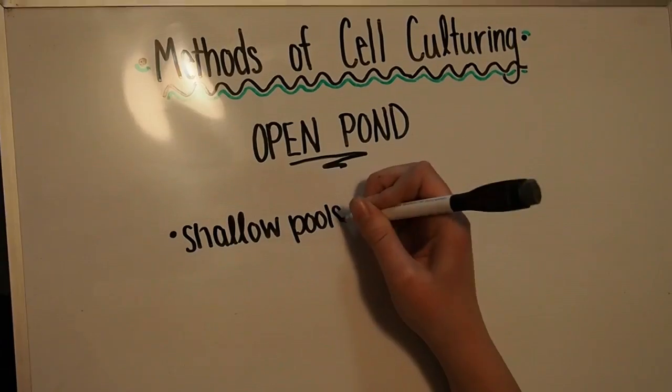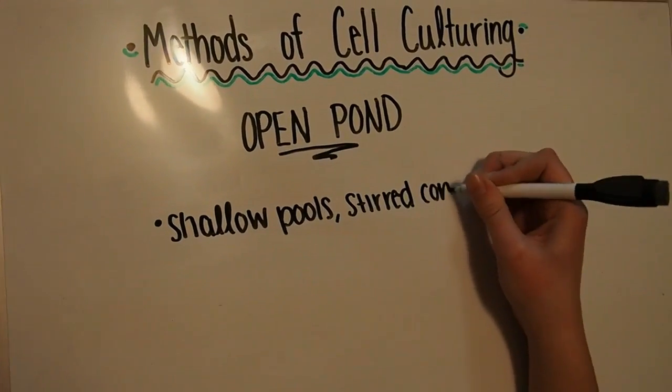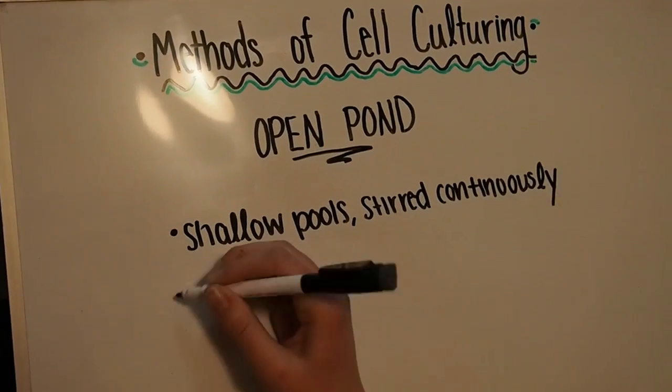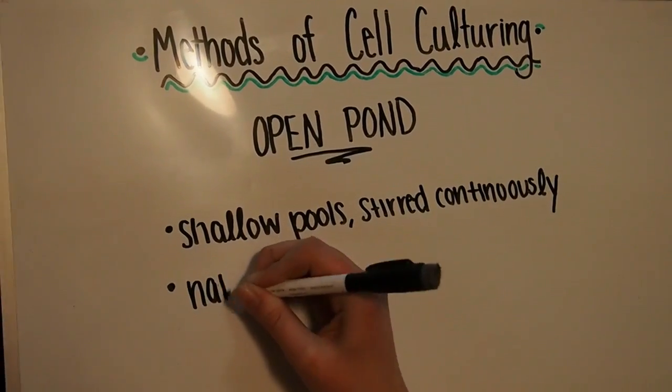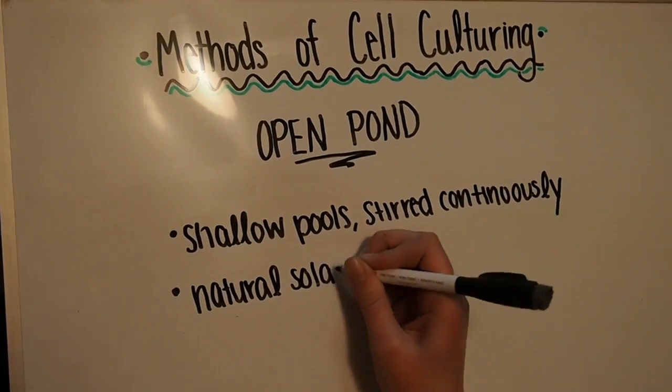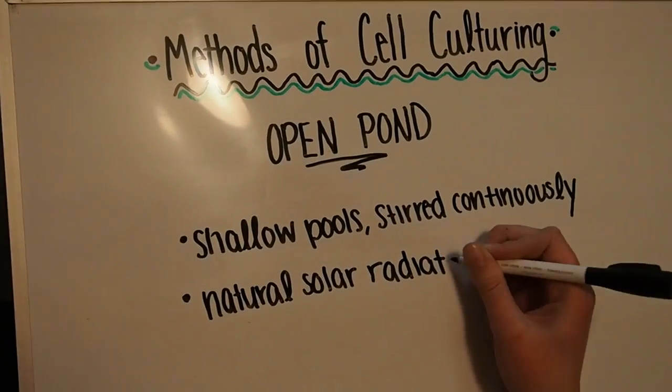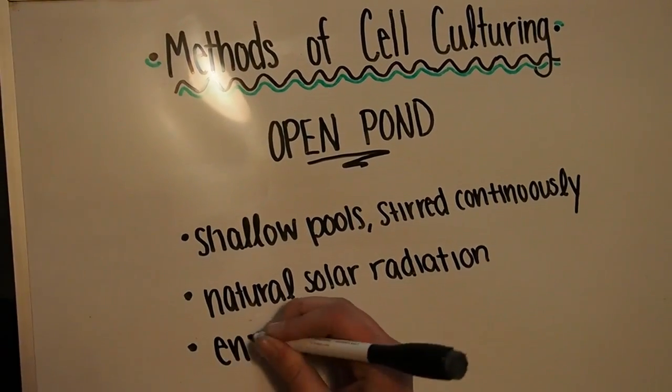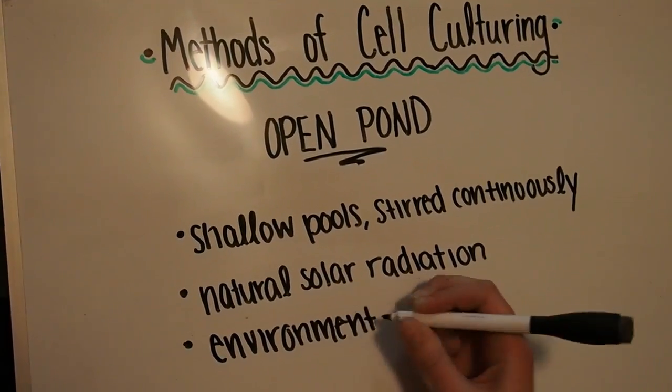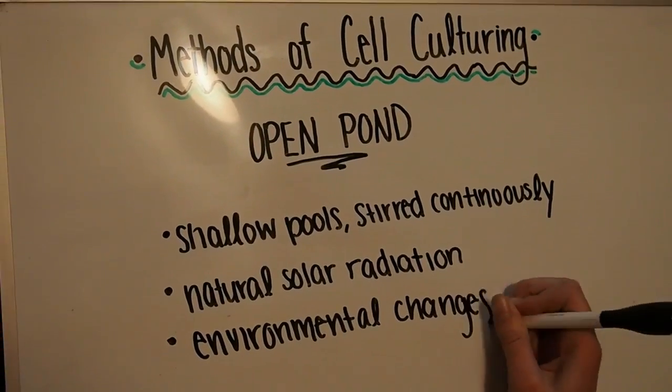One method of algae culturing is an open pond technique. They typically consist of shallow pools that are consistently stirred by paddle wheels. Open ponds receive their photosynthetic energy from natural solar radiation. However, the conditions of open pond systems can be hard to maintain due to environmental conditions.